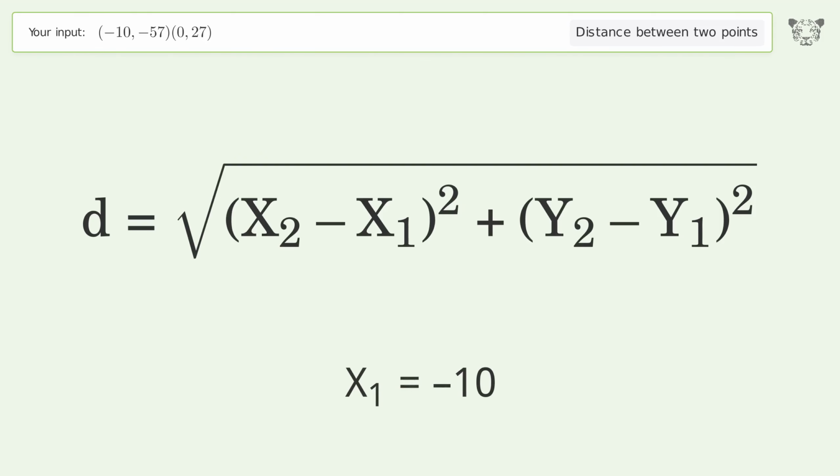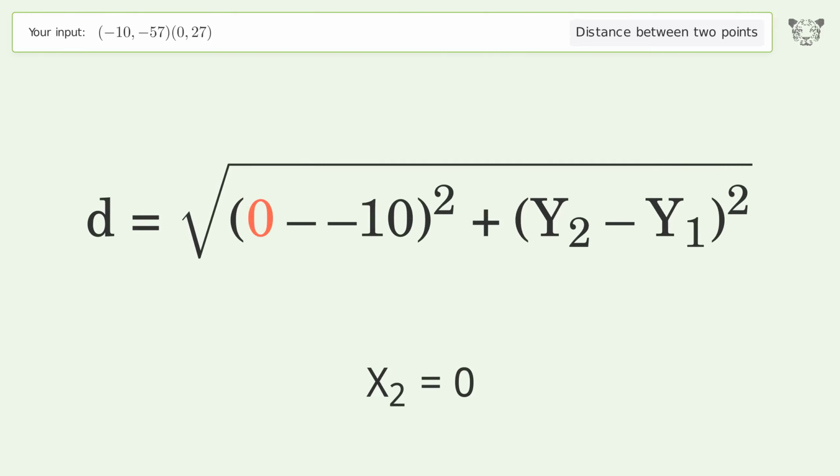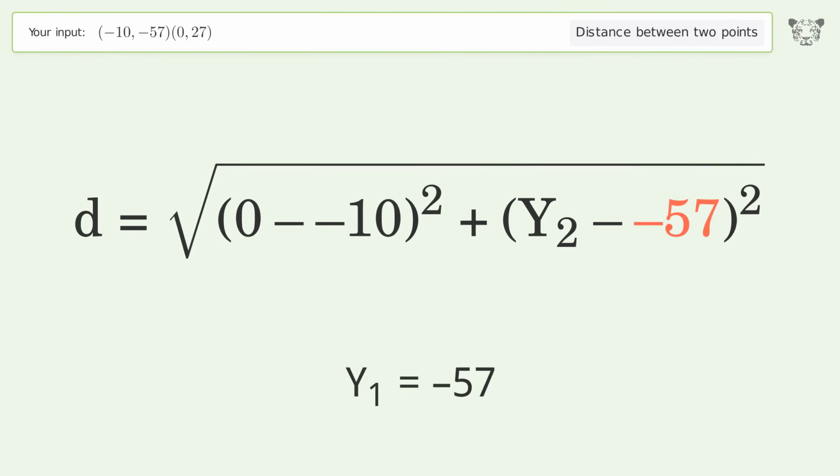x1 equals -10. x2 equals 0. y1 equals -57. y2 equals 27.